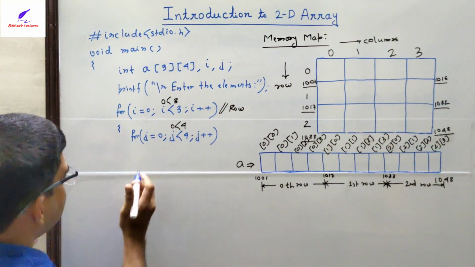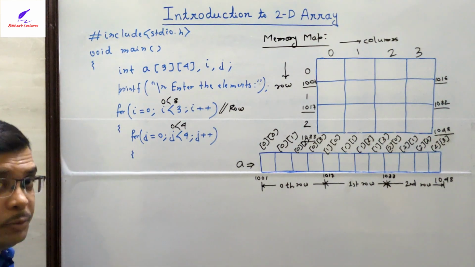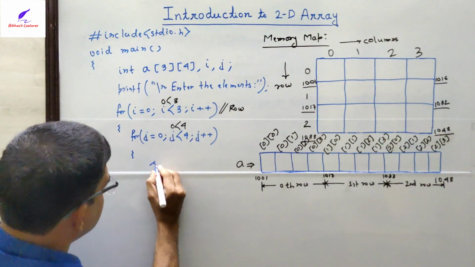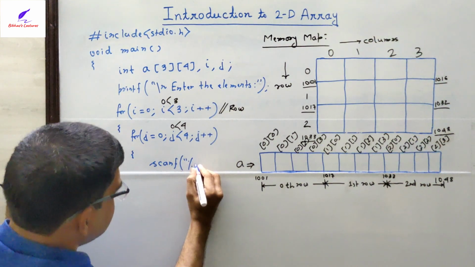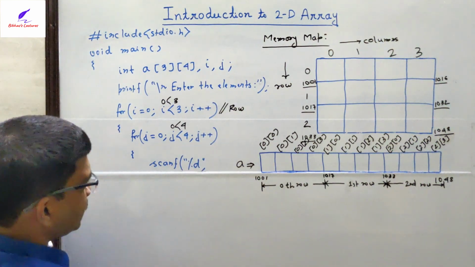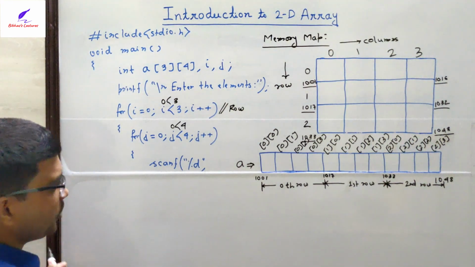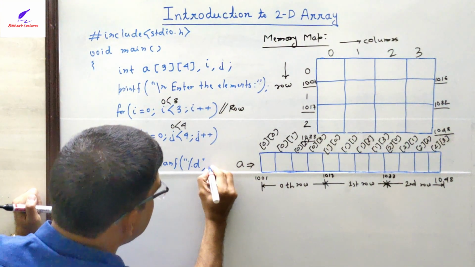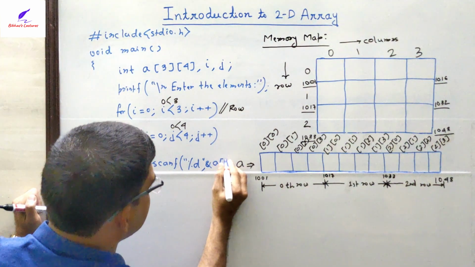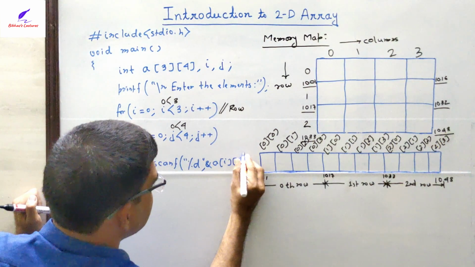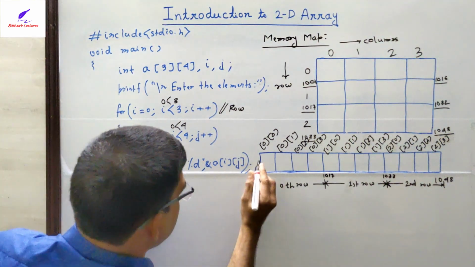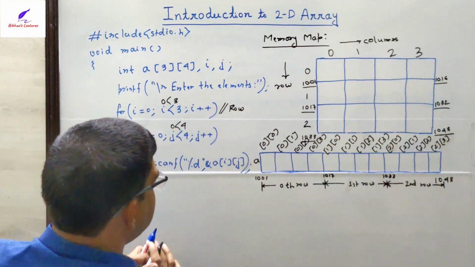Okay, so inside this loop, what do you have to do? We have to scan the value. So we have to call the scanf function. Now we are going to store the integer value. So that means %d is the format specifier. Now we have to write ampersand of a[i][j]. Okay. So ampersand of a[i][j] means what?